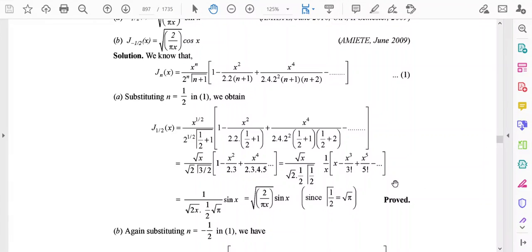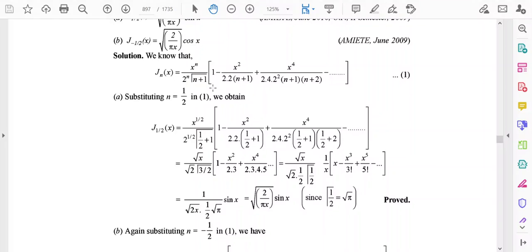So in the third bracket we get x minus x cube by 3 factorial plus x to the power 5 by 5 factorial. We have taken 1 by x common from this expression. Ultimately the series in the third bracket is the expression for sin x. So we have root over 2 by pi x times sin x. This is the value of J half of x.